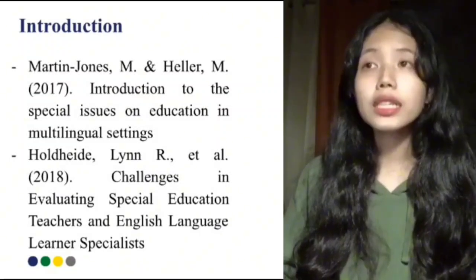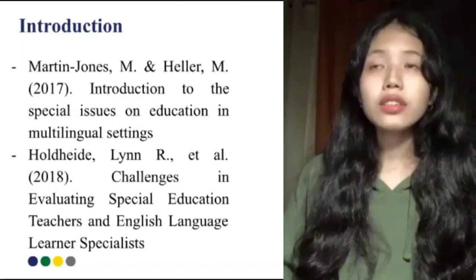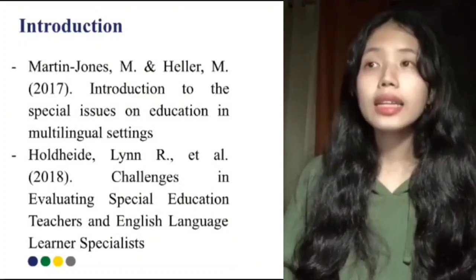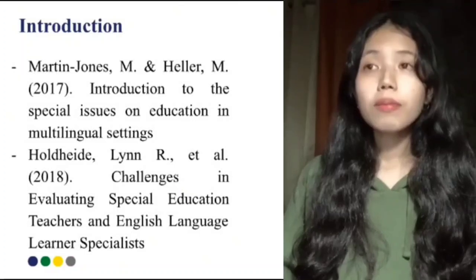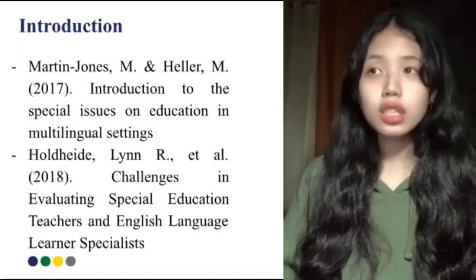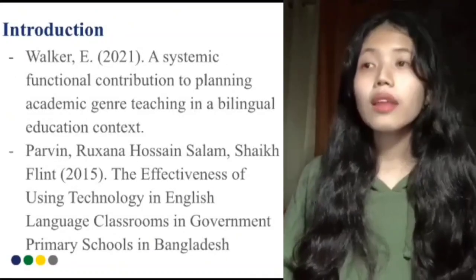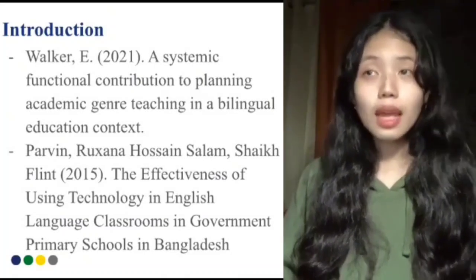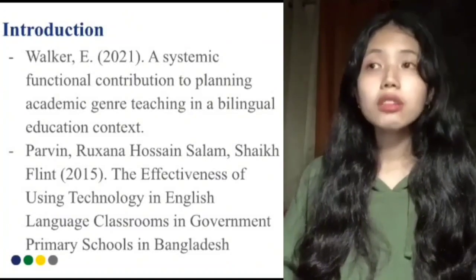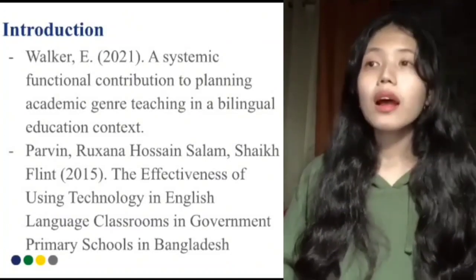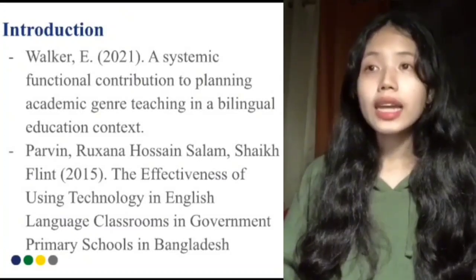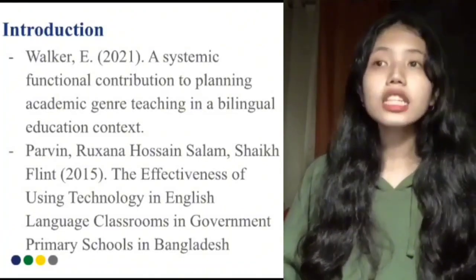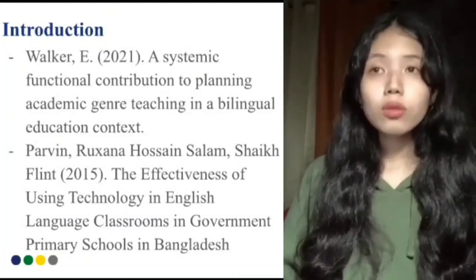So number 1 is by Martin and Heller from 2017 from their research, Introduction to the Special Issues on Education in Multilingual Settings. Another is by Holdhide and other authors from 2018, which is from their research, Challenges in Evaluating Special Education Teachers and English Language Learner Specialists. Another is from Walker from 2021, which is from her research entitled A Systemic Functional Contribution to Planning Academic Genre Teaching in a Bilingual Education Context. The last one is from Parvin and Shaikh from a 2015 research entitled The Effectiveness of Using Technology in English Language Classrooms in Government Primary Schools in Bangladesh.